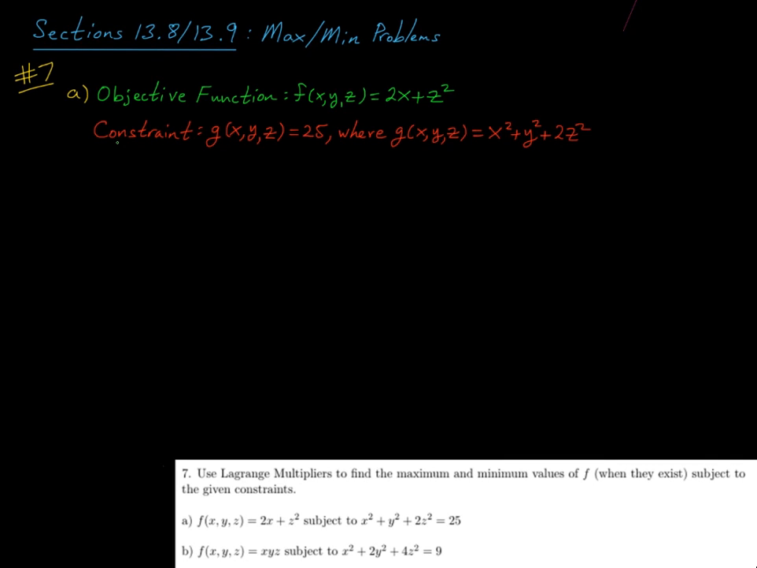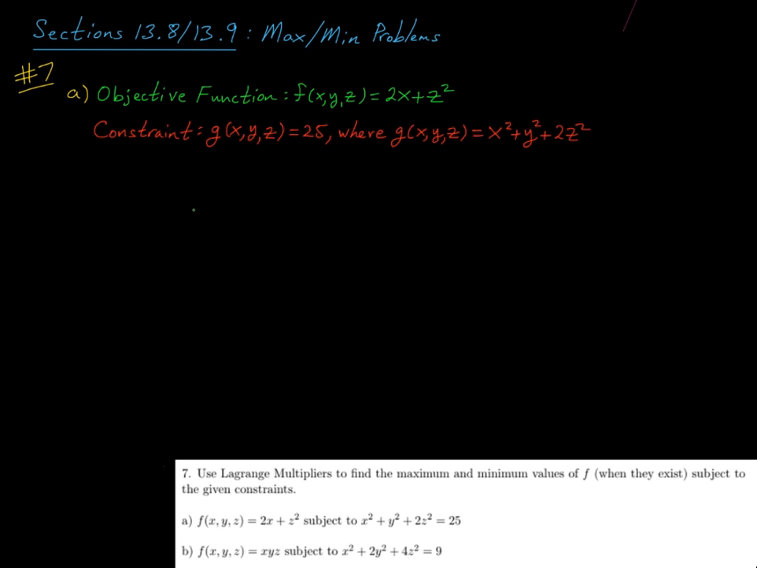Okay, and for this last video, in sections 13.8 and 13.9, we're going to look at question number 7. It says, use Lagrange multipliers to find the max and min values of f when they exist, subject to the given constraints. So this is just like question 6, but the main difference here is that our functions are now of 3 variables as opposed to 2 variables.